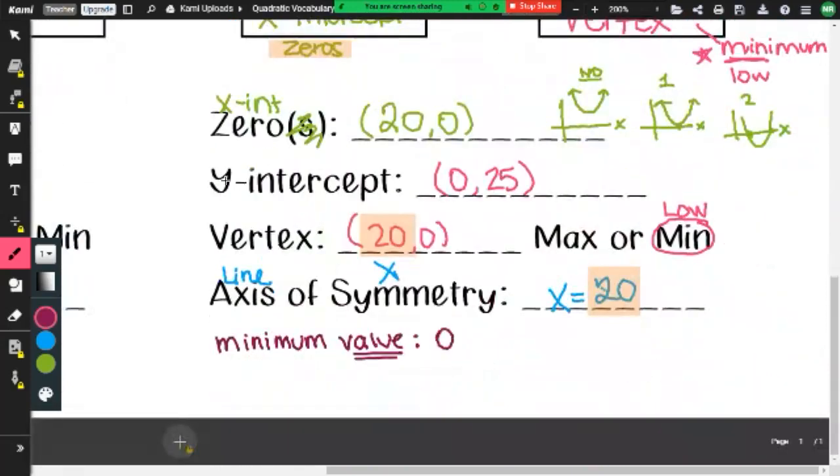The minimum or the maximum value will always be the y value. They're asking for the y value because these types of questions will be gridables, okay?